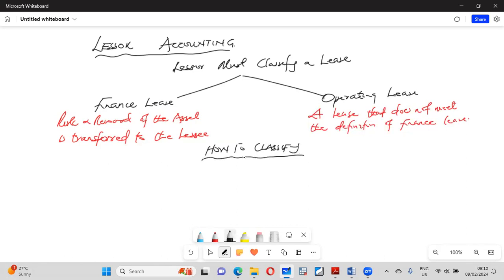How do you go ahead to appreciate how to classify it? If it is a finance lease, then one or more of what I'm coming to say applies. One or more. Number one, we've already said, ownership of the asset is transferred to the lessee at the end of the lease.